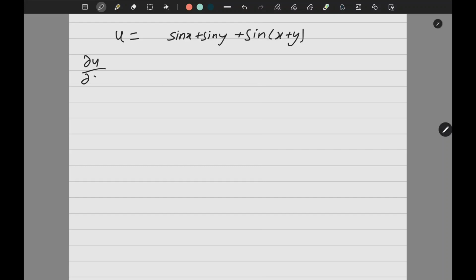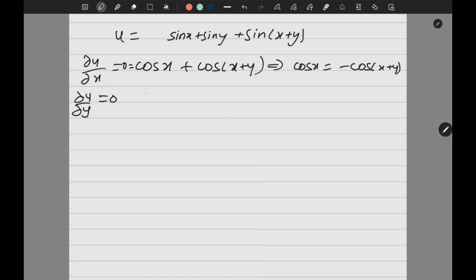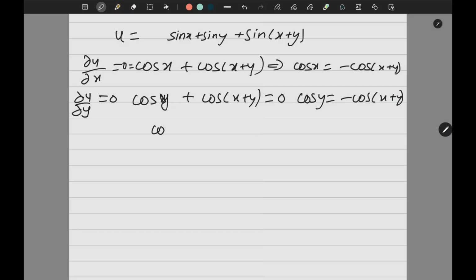So first, dou U by dou X is equal to cos X plus cos of (X plus Y). If I equate it to 0, okay, I need to equate it to 0 now. So cos X is equal to minus cos(X plus Y). Same way, dou U by dou Y is equal to cos Y plus cos(X plus Y) equal to 0, which means cos Y is equal to minus cos(X plus Y). Now from these two equations what did I get? Cos X is equal to cos Y, since the right hand side is the same. This implies X is equal to Y. So my ordered pair will be such that X is equal to Y.